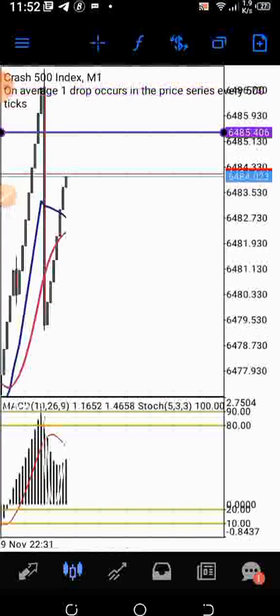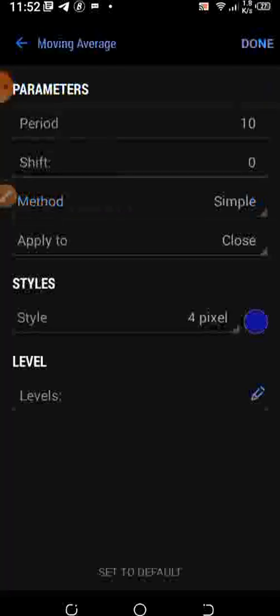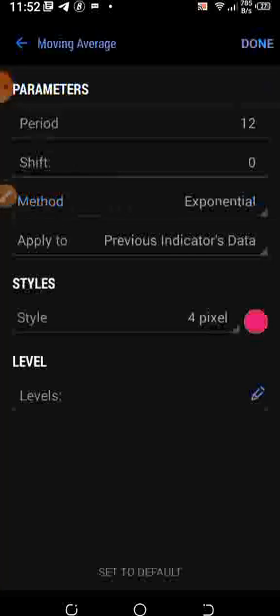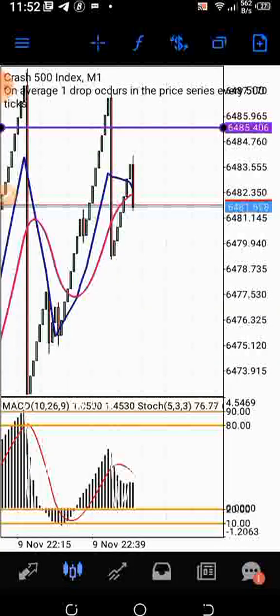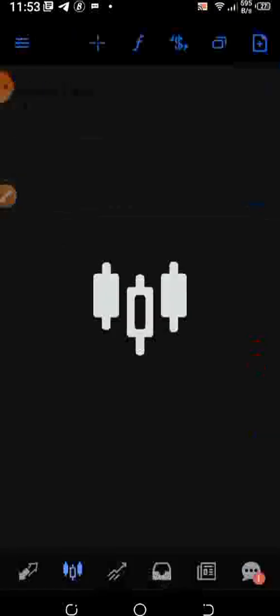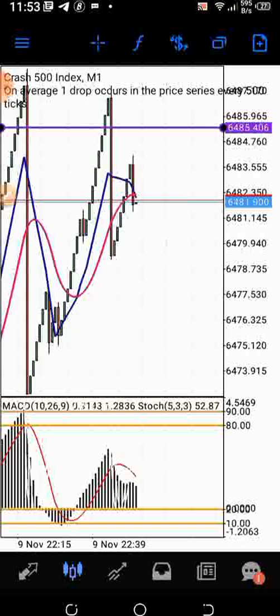Okay guys, let me just show you the setup for this strategy. Now on our main chart, you have moving average, period 10, shift 0, method simple, apply to close, style 4 pixels, you put any color of your choice, done. Then the next one, moving average, is period 12, shift 0, method exponential, apply to previous indicator's data, then style 4 pixels, pink, done. Then you go to window 1, MACD, with fast moving average 10, 26, 9. Then you change the color to any color of your choice.